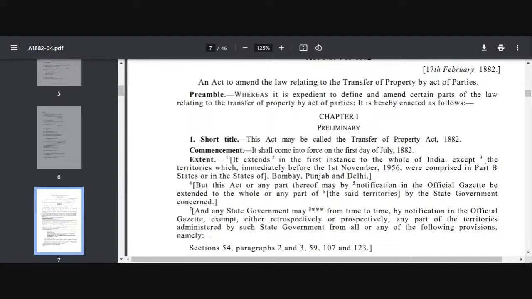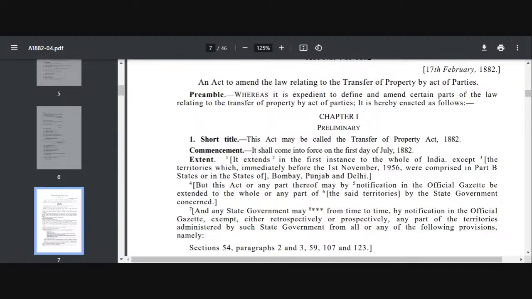Seeing what the preamble says about the short title. Section 1 talks about the short title, commencement, and extent. If you see the short title, it is TP Act, Transfer of Property Act 1882. It only defines and amends immovable property between living persons. Certain sections of this act are also covering movable property.